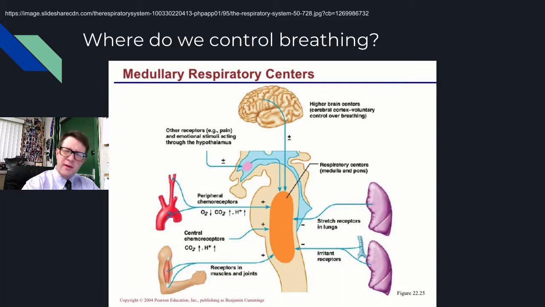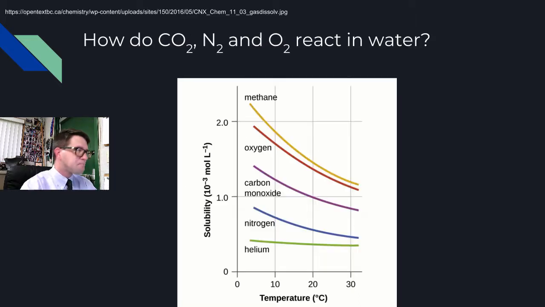Why would we be doing that? Because that's going to tell us something about how much gas exchange is going on. So your brain, for breathing, detects your blood. And that, in part, will influence your heart rate, but it also will influence how much you're breathing.